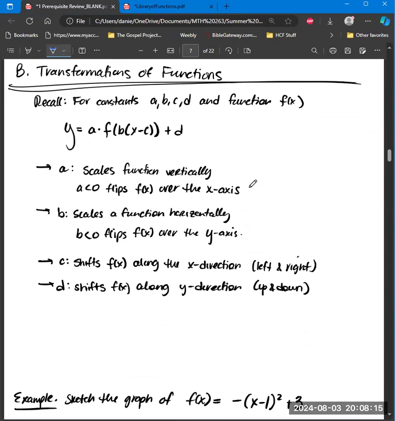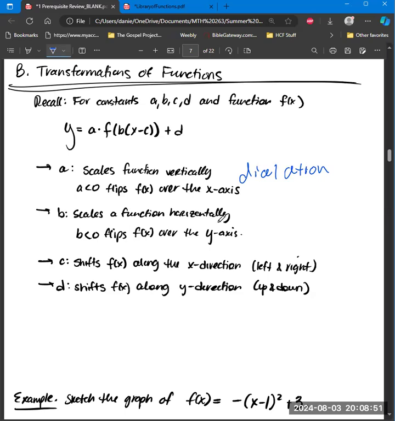Recall for constants a, b, c, and d, and for a function f of x, that we can write the general form y is equal to a times f of b times the quantity x minus c, close the parentheses, plus d, where a scales the function vertically. It's a vertical stretch or shrink. We call this a dilation. Like your eye dilates, it can get bigger or smaller. If a is less than 0, then it's also going to give us a reflection across the x-axis.